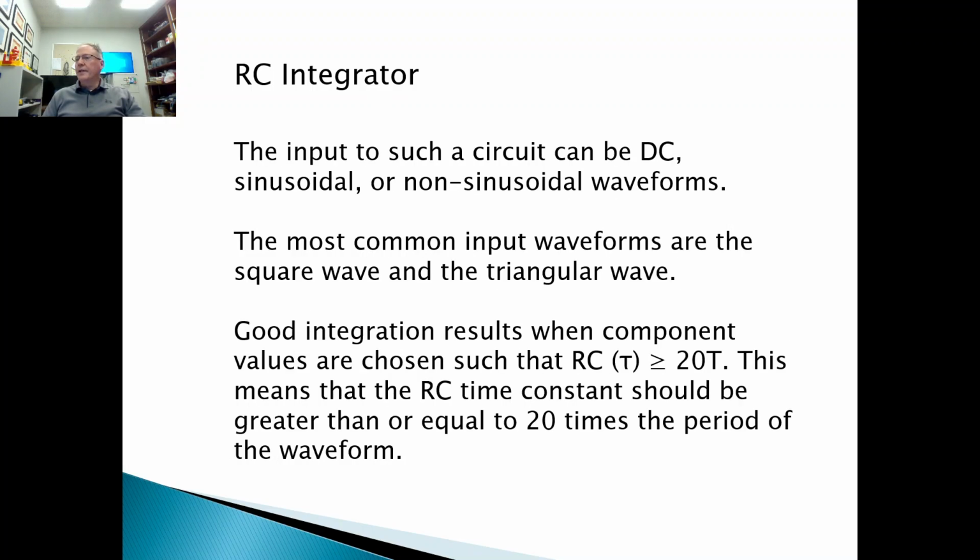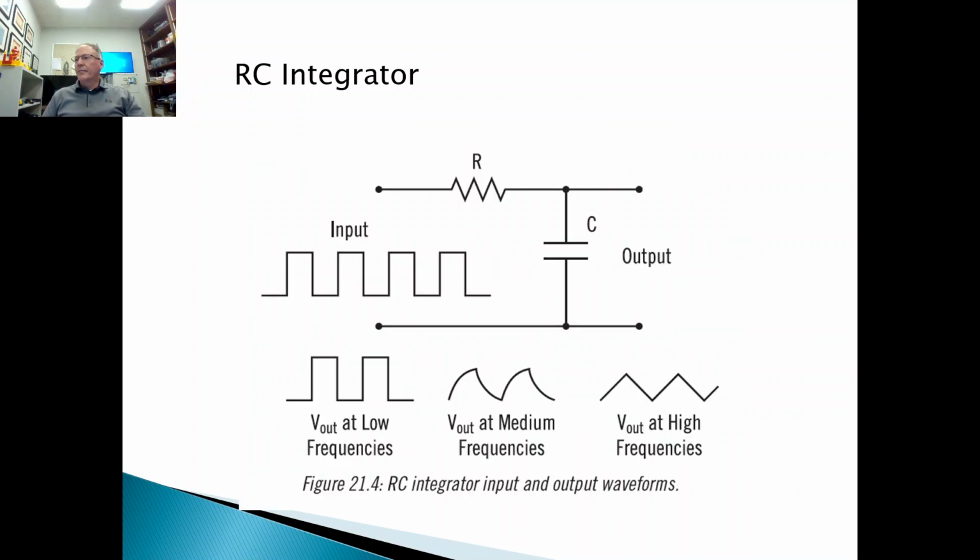All right, and then here, if we have an input of a square wave and take the output across the capacitor, it's going to vary with frequency. At low frequencies, it's going to still be a square wave. At medium frequencies, it's going to be a sawtooth, and then at high frequencies, it'll be a sawtooth or a triangular output.